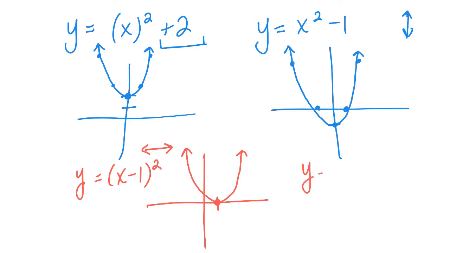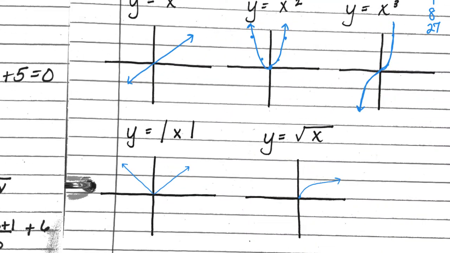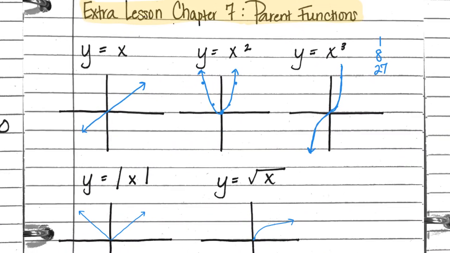What if I had y equals x plus 2 quantity squared minus 1? So that vertex is going to go to the left 2 and down 1, over 1 up 1, over 1 up 3. Now, this is going to be the same exact look for all of these that we just went over. We went over all these parent functions.